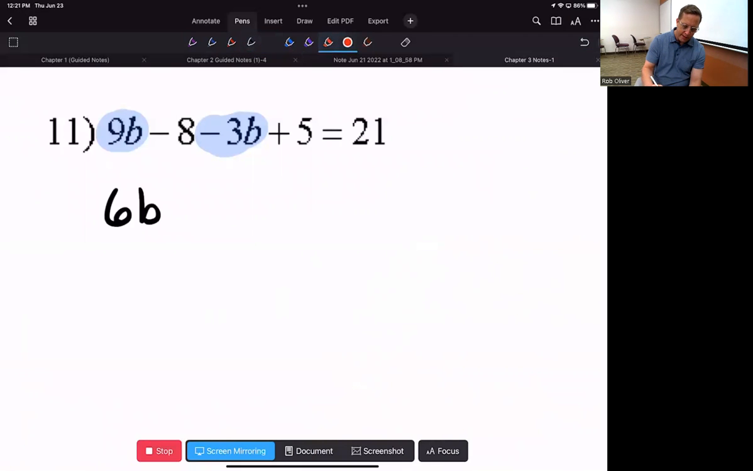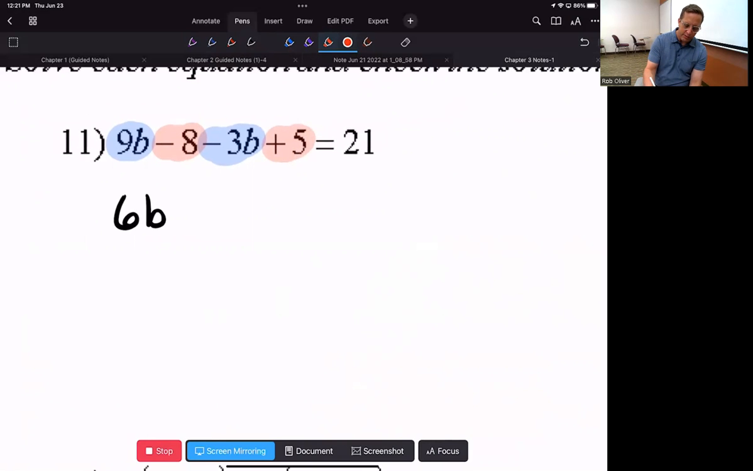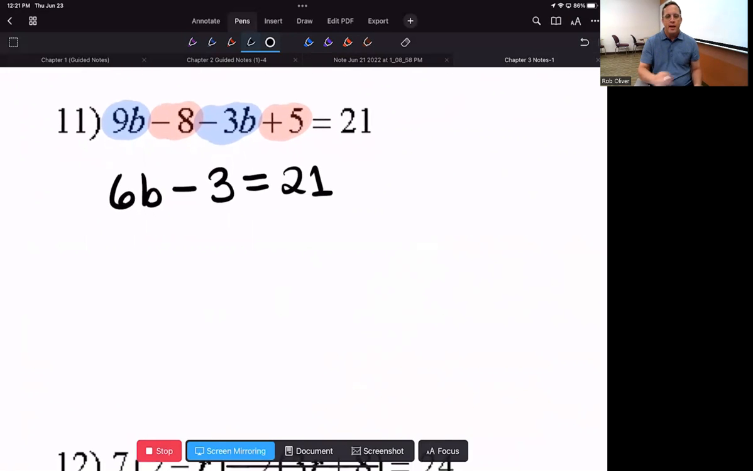And then you also have some constants here. You have negative 8 and you have 5, which add up to, well, actually, there's a difference there of negative 3. And then equals 21. We're just going to drop that down because nothing really happened to that. And from here on in, it's a two-step equation. 6b minus 3 equals 21.